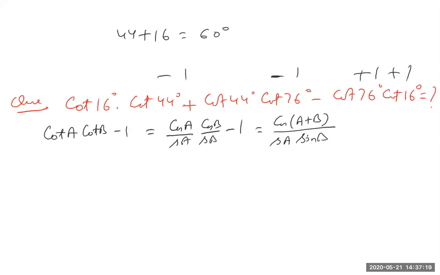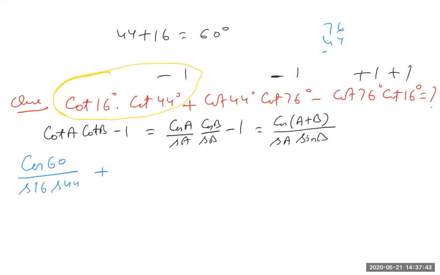Okay, so this first part, now tell me, this will be how much? This quantity, cot A cot B minus 1. Can I use this formula? Cot A cot B minus 1 is cos(A plus B), 60 degrees, upon sin A sin B, sin 16 sin 44, plus cos A cos B minus 1. Again see, 76 plus 44 is 120. So this will be cos 120 upon sin 44 sin 76. So this is gone.